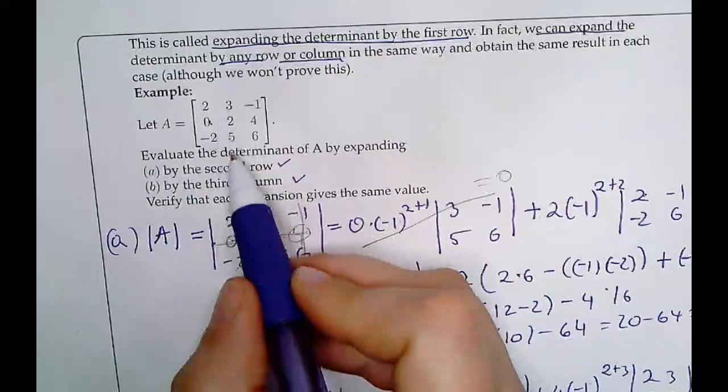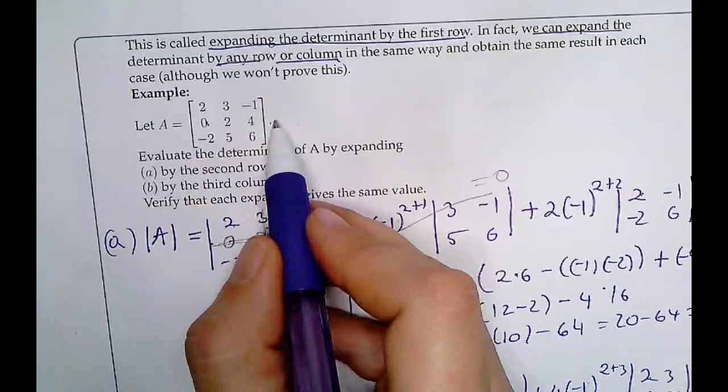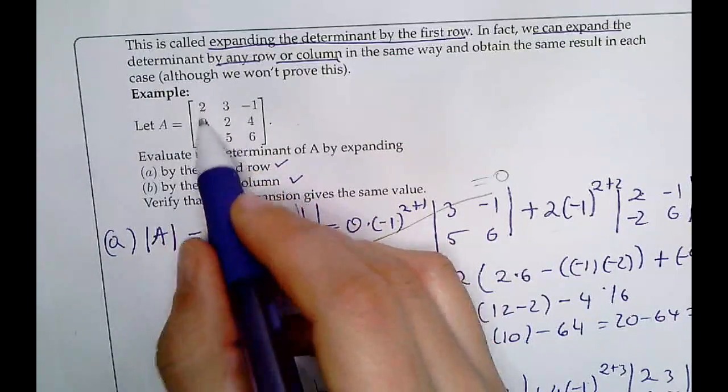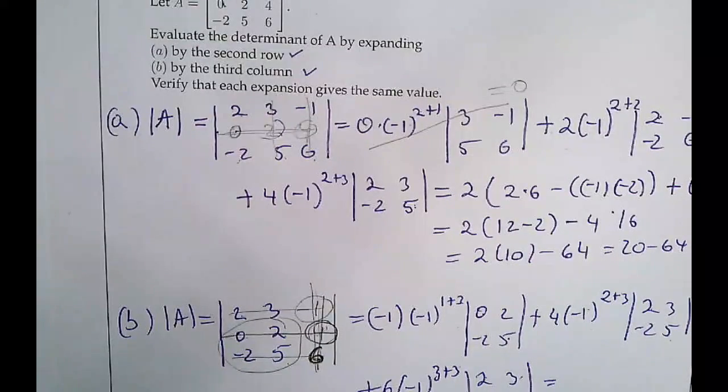So it would be best to expand by the second row, or this first column because the first column also has a 0. So this is how we find determinants. Next, we'll see how to use determinants to solve systems of linear equations.